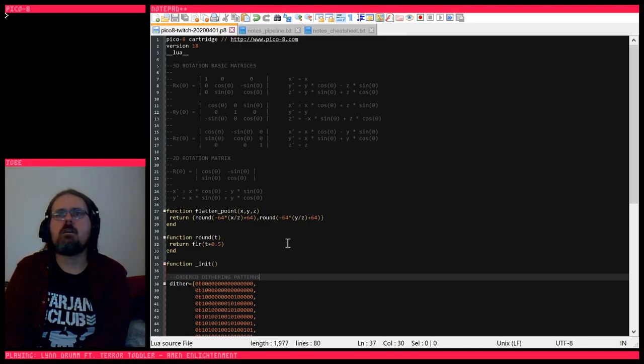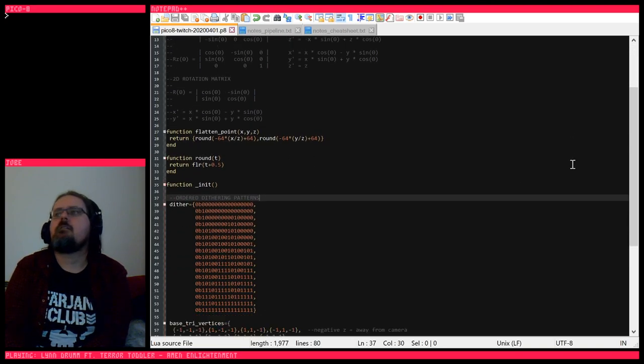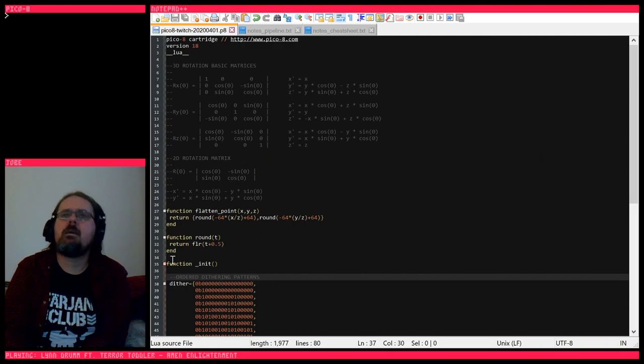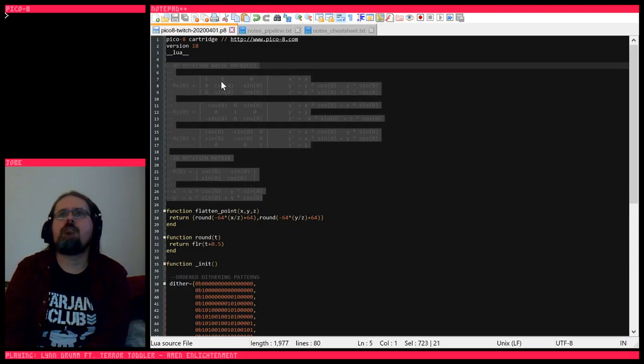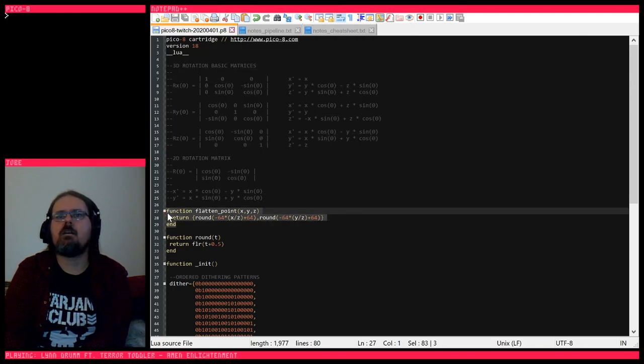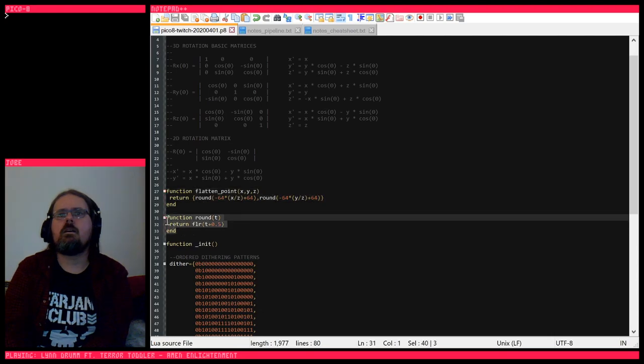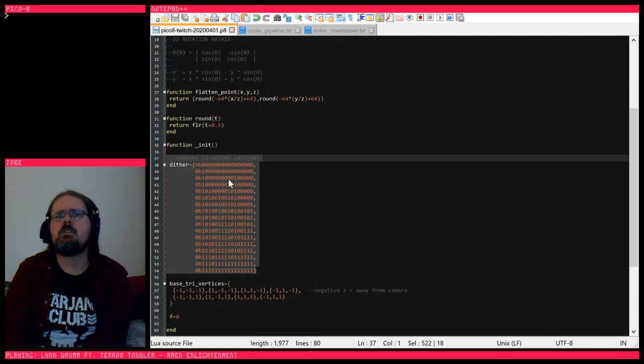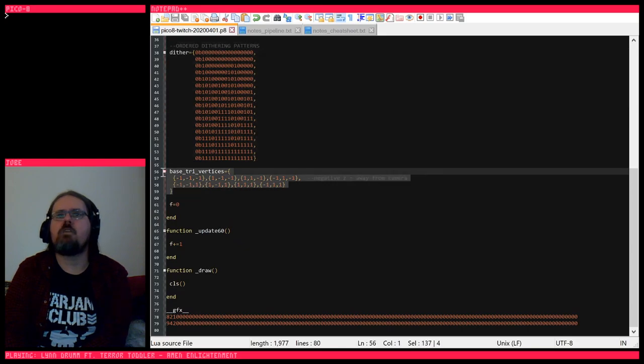You may notice that I've taken the liberty of starting with some of the functions we did last time. If you didn't see last time's show, I'm just going to go over this quickly. So here's the mathematics we need for both 3D and 2D rotations. Here is a function that flattens a three-dimensional point to a two-dimensional point. Here's a rounding function, here are dithering patterns, and here are vertices for a cube. We're going to be starting with that.